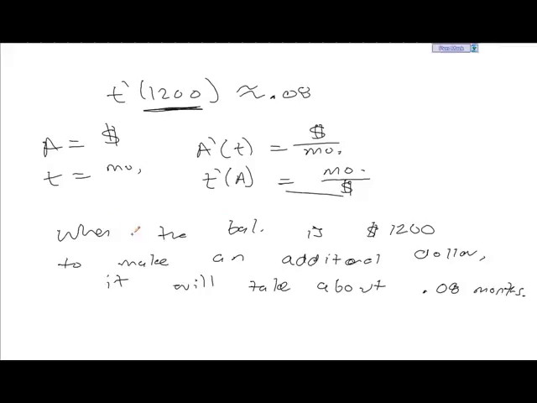So this is still illustrative of how quickly our money is growing, except in this context it's telling us how many months would have to pass to make an extra dollar. And we would hope that as our balance grows larger and larger, it would take less time to make each additional dollar. Kind of a tricky way of thinking about it, but it's still a valid method.